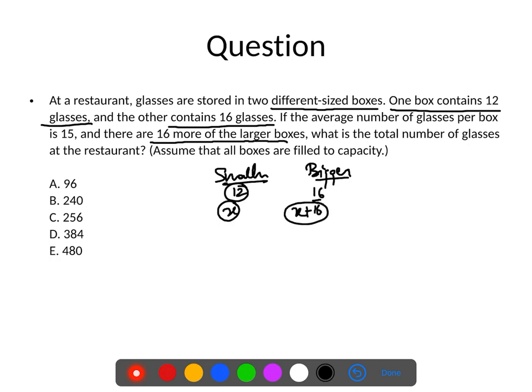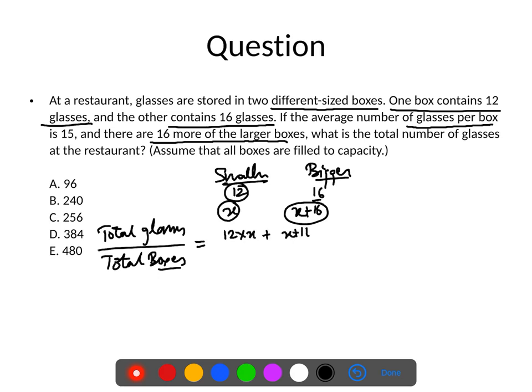So what is the number of glasses at the restaurant? Given is the average number of glasses per box. So how do we calculate average number of glasses per box? Total number of glasses upon total number of boxes. So total glasses would be 12 into x plus 16 into x plus 16, upon x plus 16. This is the number of glasses, and this is the number of boxes.